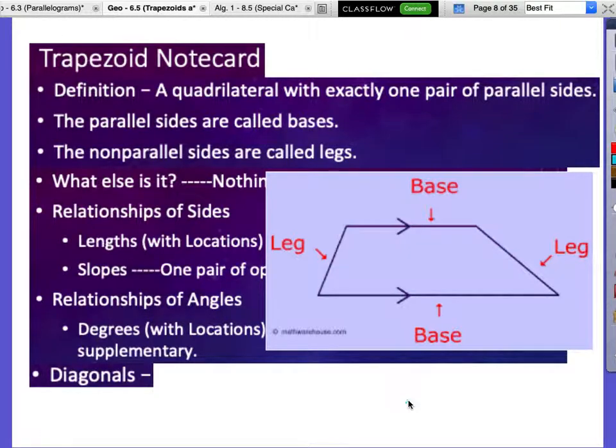Okay, hey, so make sure we get this definition down. A quadrilateral with exactly one pair of parallel sides. If it has two pairs, then what kind of shape would it be? Something different that we learned. Parallelogram. When it's exactly one pair, no more, no less, it's a trapezoid. Yep.